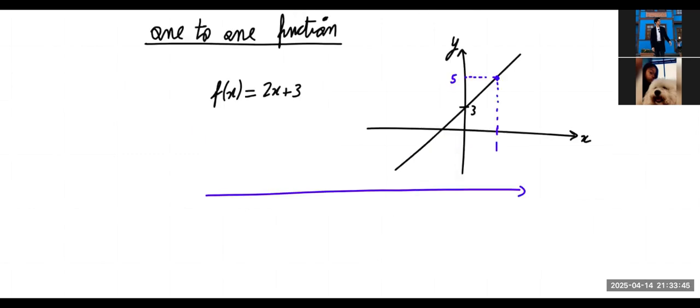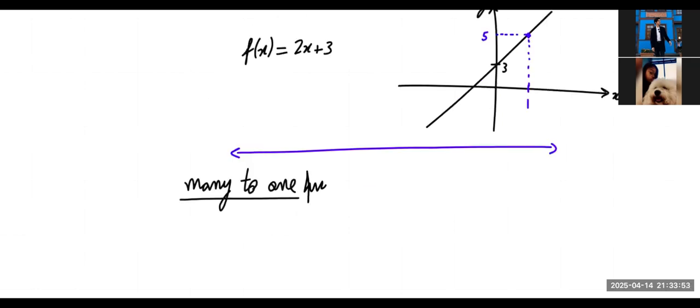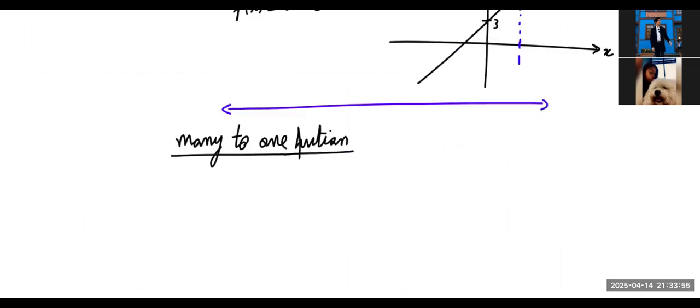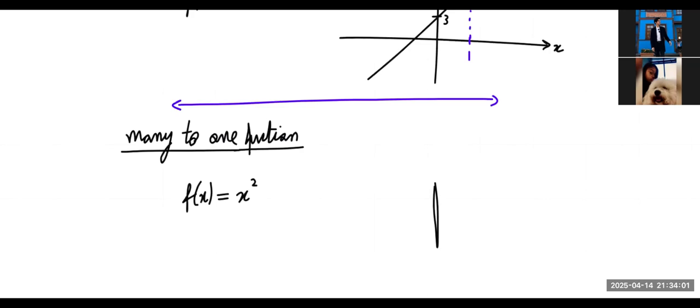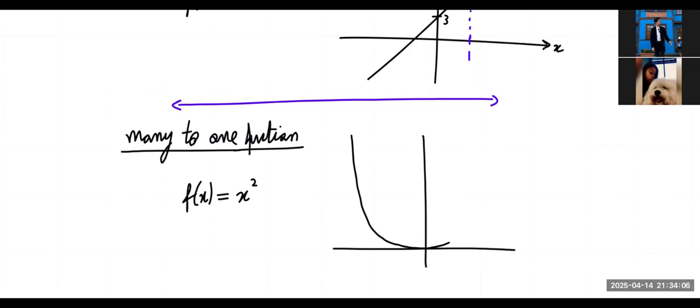Let me show you an example of the other case. Many to 1. A many to 1 function is like, for example, this guy, f of x equals x squared. Such a simple function, but watch this. If I make the x squared function, it looks like this, right? Parabola, you know this, right?